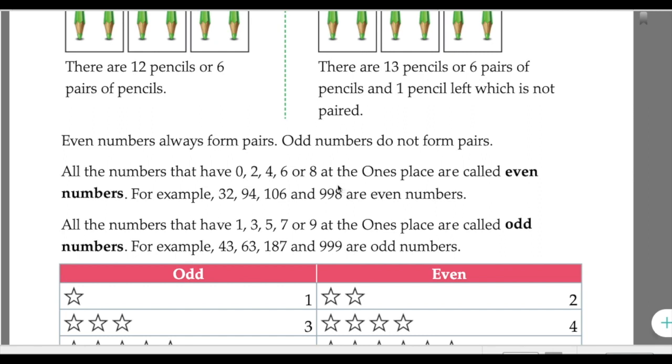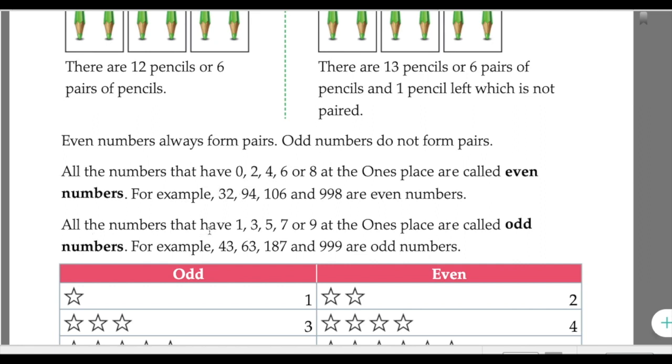998. 8 is an even number. So in a set of 3-digit or 2-digit numbers, if you have an even number in the ones place, it is called an even number. No matter what number is in the tens place or hundreds place, if you have an even number in the ones place, the number as a whole is called an even number.